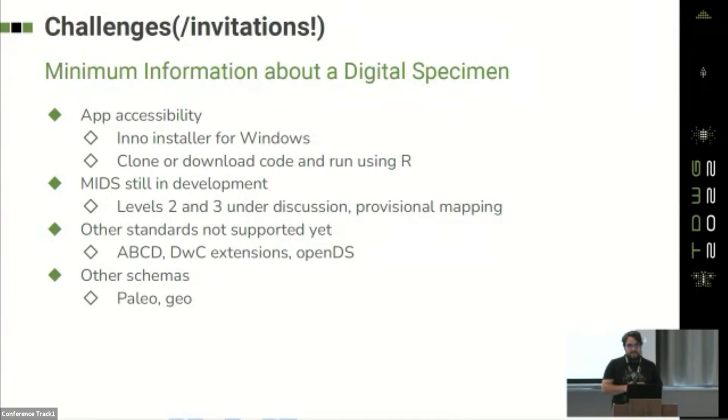First of all is the accessibility of the app. It's all open on GitHub. It's a Shiny R app. Not everyone is familiar with that. So we also made an installer that primarily works for Windows, built using the Inno Setup application. And the other way currently to run it is to download the code and run it using a local R instance. So we don't have a web app. We don't have any containers. That is something that we could build on to make it easier for others to run.